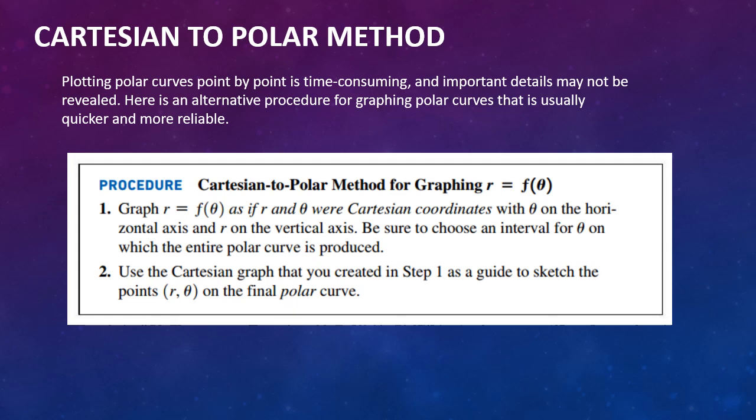Procedure for the Cartesian to polar method for graphing r equals f of theta. Step 1: Graph r equals f of theta as if r and theta were Cartesian coordinates with theta on the horizontal axis and r on the vertical axis. Be sure to choose an interval for theta on which the entire polar curve is produced. Step 2: Use the Cartesian graph that you created in step 1 as a guide to sketch the points (r, theta) on the final polar curve. Let's look at an example because it's not really clear exactly how to do this, so hopefully the example will clarify.